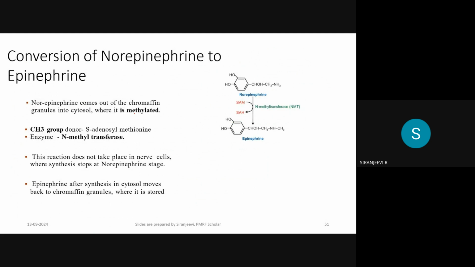And in norepinephrine, by the action of methyl transferase, from S-adenosyl methionine, the methyl group is transferred to norepinephrine. There it forms epinephrine. Usually this reaction does not take place in the nerve cells, where the synthesis stops at the norepinephrine stage itself. And epinephrine, after synthesis in the cytosol, moves back to the chromaffin granules, where it is stored.